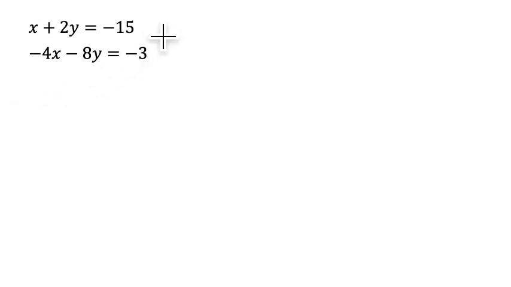Okay, here we have a system of equations where both equations are in standard form, so we're thinking we'll probably use elimination. We notice that the x's are not opposites and neither are the y's. However, we could change this 2y into a positive 8y by multiplying it by positive 4. So what I'm going to do is multiply both sides of the first equation by positive 4 because that will set it up for elimination.